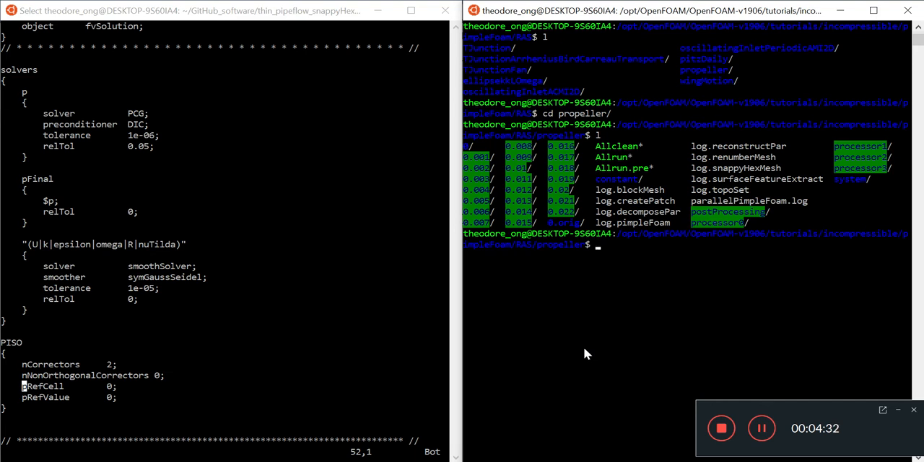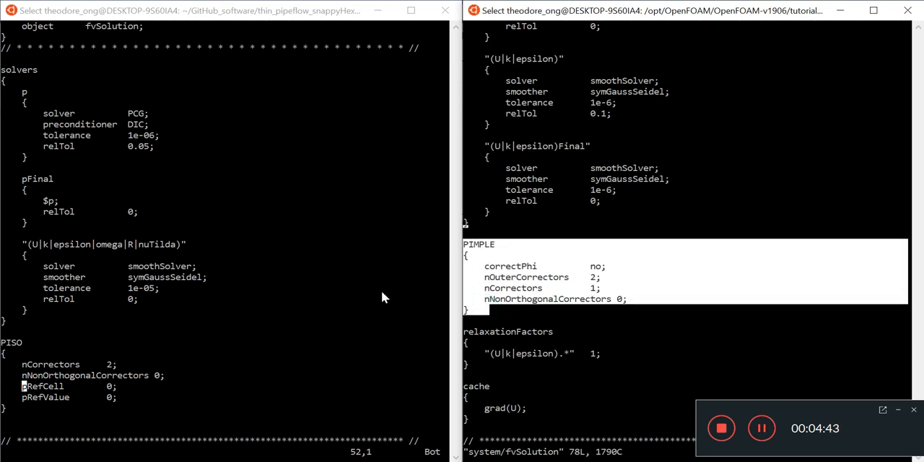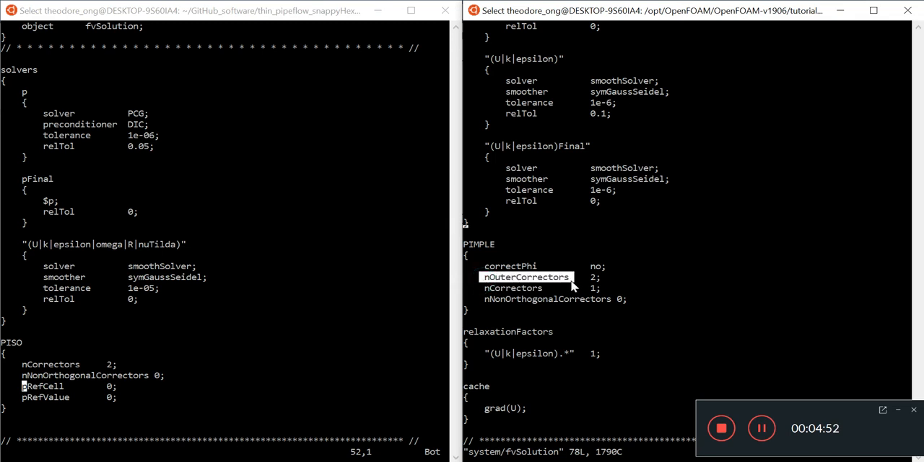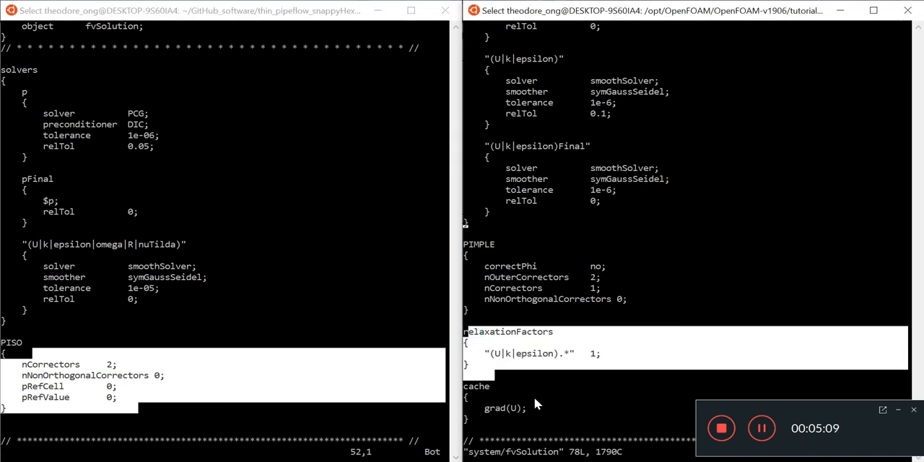So I've run this before, so let's vi system/fvSolution. We take a look at the other cases of pimpleFoam. We see that the PIMPLE dictionary has momentumPredictor, nOuterCorrectors, nCorrectors, and nNonOrthogonalCorrectors. So nOuterCorrectors is usually what is different from pisoFoam, and it separates the pimpleFoam algorithm from the PISO algorithm. How does it do it? I'll be getting to that in a bit. And of course, there's this other thing called relaxation factors you might have seen in some cases. So we'll go through some of that as well.